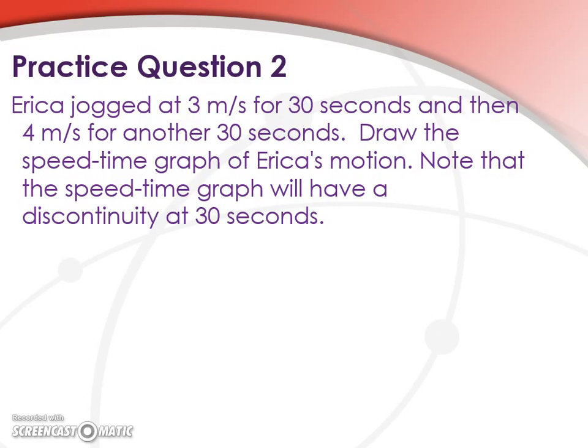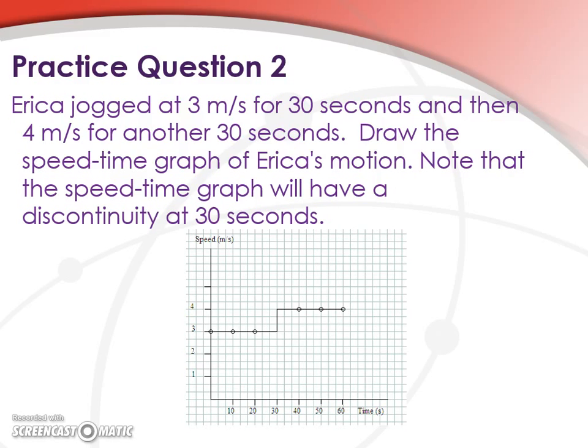So we've got a useful practice problem. Number 2, Erica jogs at 3 meters per second for 30 seconds, then 4 meters per second for another 30 seconds. We need to draw the speed time graph of her motion, and we'll see in a second that this graph will have a discontinuity at 30 seconds. Okay, so go ahead and pause the movie and please draw that out.